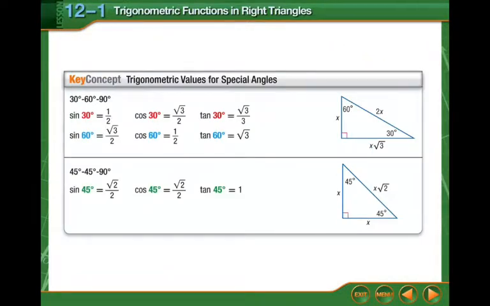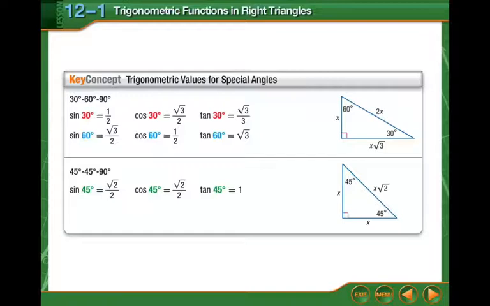So here are our special right triangles. We haven't really talked about them in this class, but hopefully you got to learn something about them in geometry if you've taken it already. So there are some special things that happen with those specific angles.